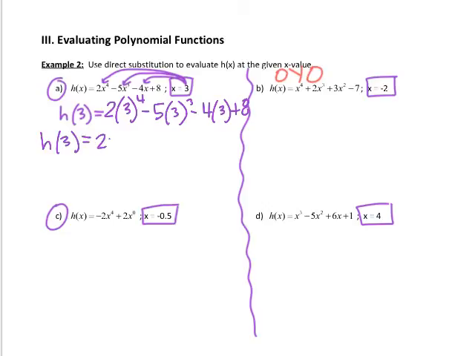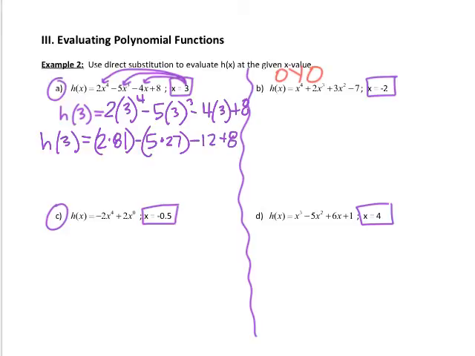So 2 times, what is 3 to the 4th? Well, 3 to the 4th, when you use your calculator, is 81. And then 5 times 3 to the 3rd, what is 3 to the 3rd? 3 times 3 times 3, so that is 27. And this is a multiplication dot, sorry. Minus 4 times 3, which is 12, plus 8.